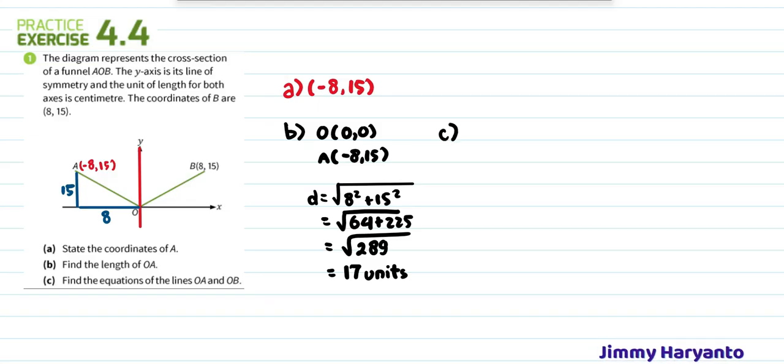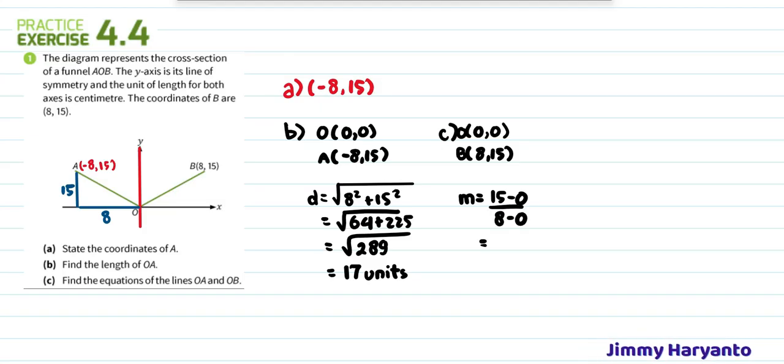And then the equation of line OA and OB. For C, we have to find the gradient first. For the gradient, we have 0, 0, and let's do OB first. Yeah, so this one is O, this one is B. B is 8, 15. And then let's find the gradient. Gradient is y2 minus y1 over x2 minus x1. So it's 15 over 8.